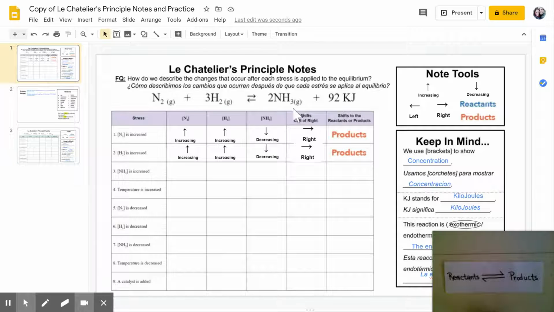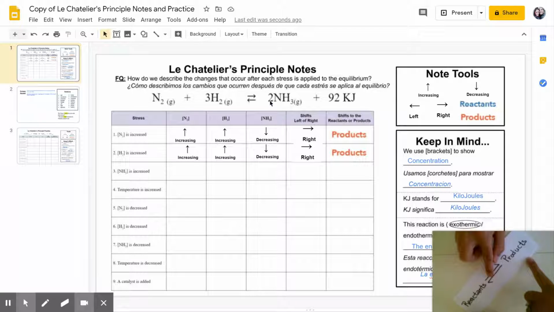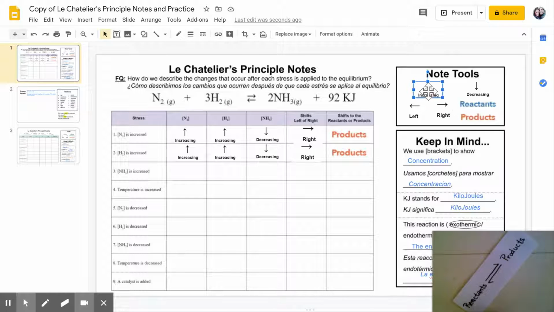Well, if we're increasing the concentration of NH3 and it is a product, again, I want you to pretend and imagine that there's a whole bunch of products just stacking up on top of each other to push the side up. We see that increasing. Okay, we've increased the NH3.